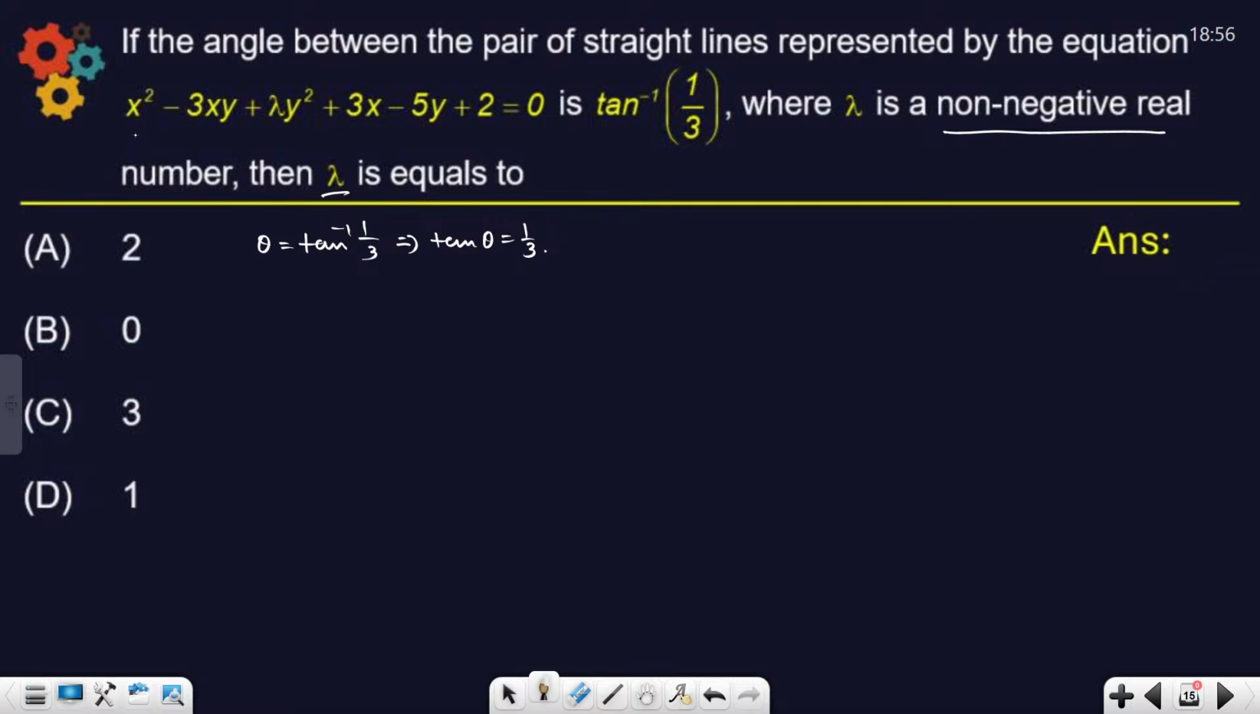Now, this is a pair of straight lines. What is your A? Your A is 1. What is your B? B is lambda. What is your H? 2H is minus 3, so H will be minus 3 over 2. Am I correct?